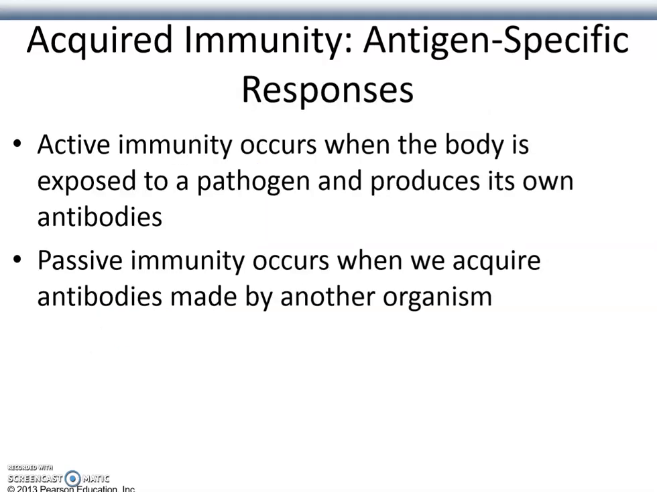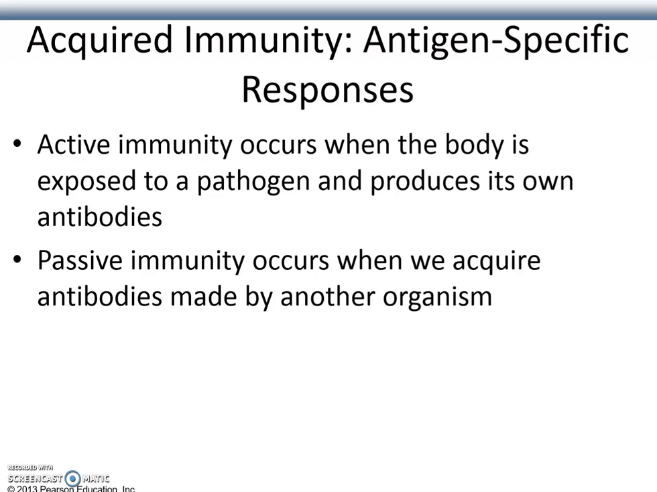Now, lymphocytes are all part of your third line of defense. So these are antigen-specific responses. This is definitely acquired immunity, very specific immune responses. This type of acquired immunity can be acquired either actively or passively. Actively means that the body is exposed to the pathogen and produces its own antibodies.